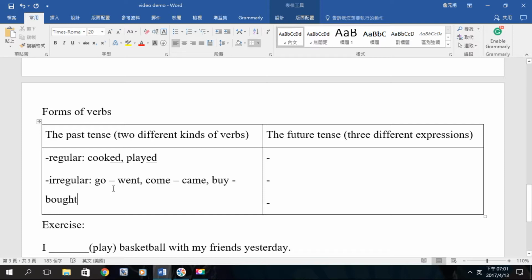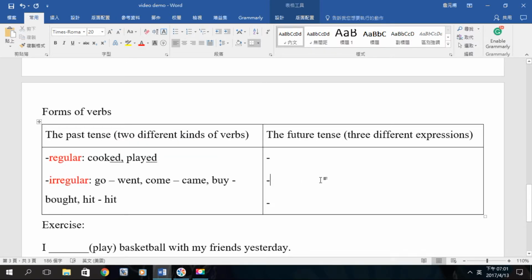These are irregular ones. They are sometimes completely different, sometimes exactly the same, such as hit, the past tense, hit. So these are irregular verbs. So these are the two kinds of verb in the past tense: regular and irregular.